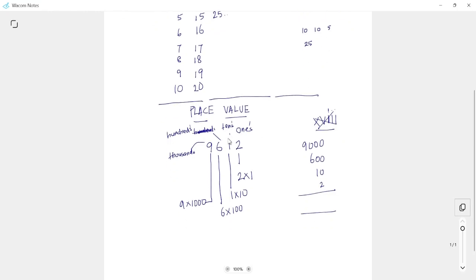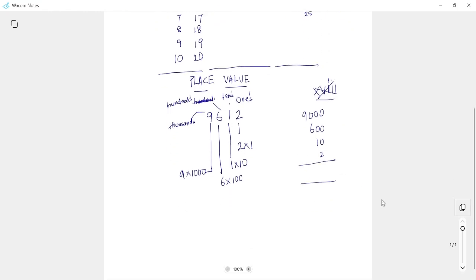So basically, this is what is meant by when I say the place value of the number determines the value of that number, depending upon which position the number is. There is something called scientific notation, where we use the powers of 10 to tell the size of the number. For example, let's start with 9,000.